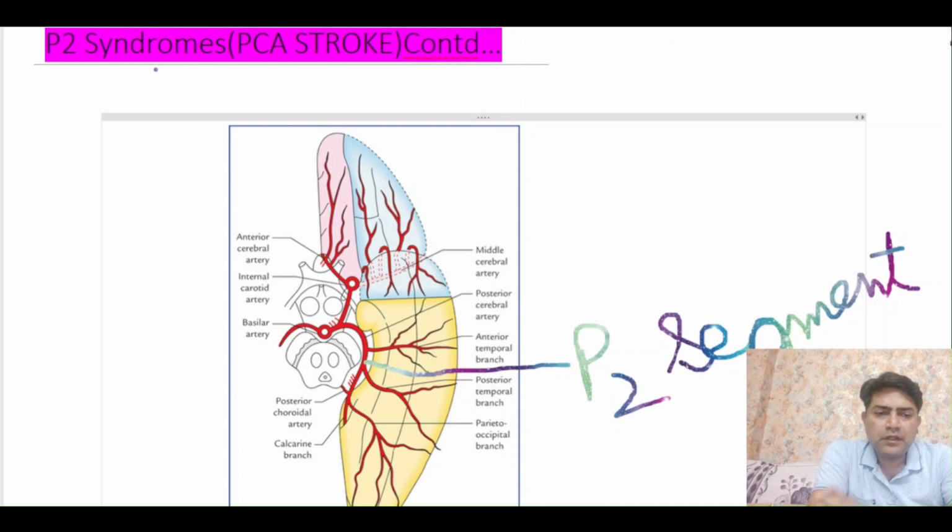So when these are involved, our memory will be affected, our visual senses will be affected, and you also know that our memory is mainly dealt with by the dominant hemisphere, and it has a bilateral representation. So we'll deal later with what effects this P2 segment stroke will have on our body.